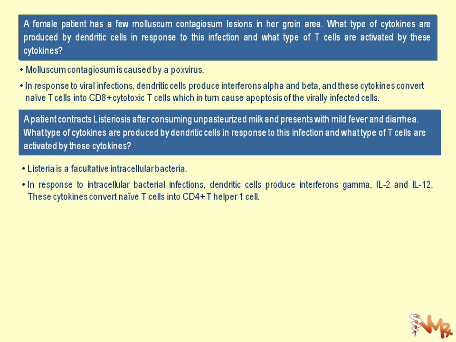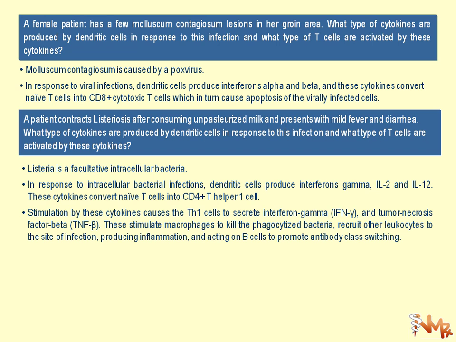In response to intracellular bacterial infections, as you see in the previous diagram, dendritic cells produce interferon gamma, interleukin 2, and interleukin 12. These cytokines convert naive T cells into CD4 positive T helper 1 cells. Stimulation by these cytokines causes the TH1 cells to secrete interferon gamma and tumor necrosis factor beta, TNF beta.